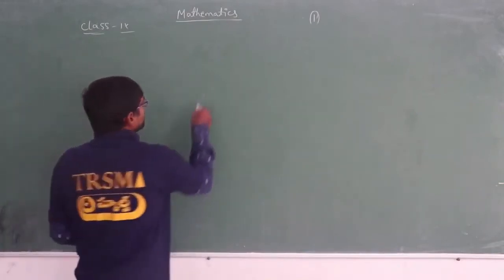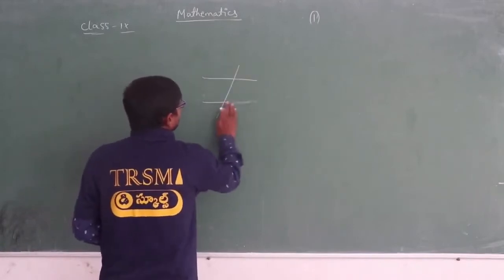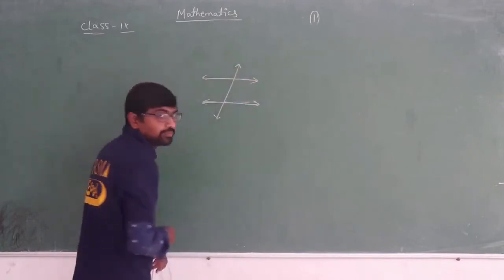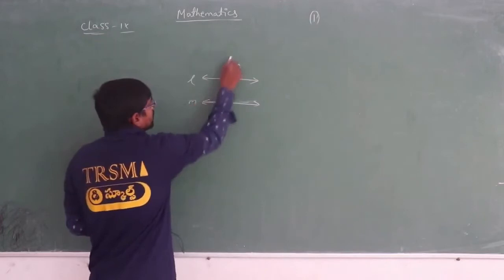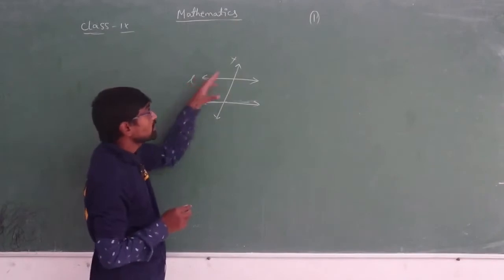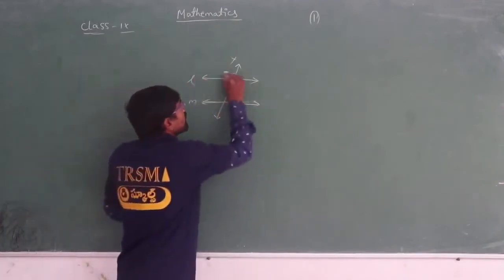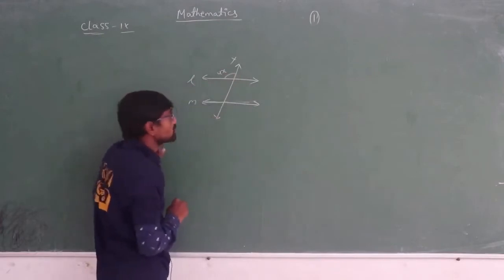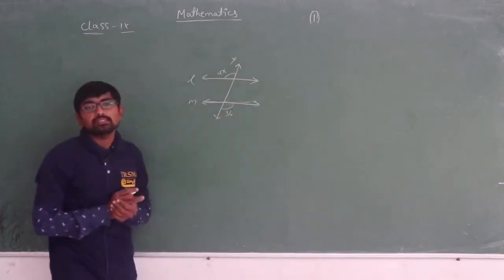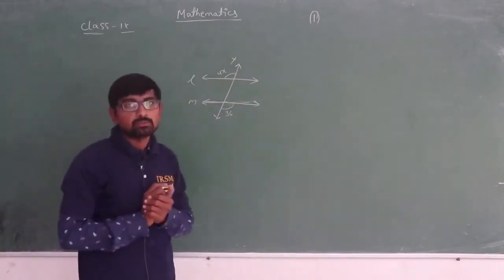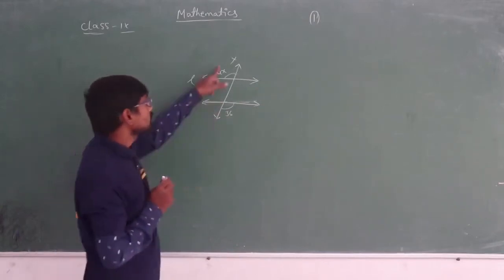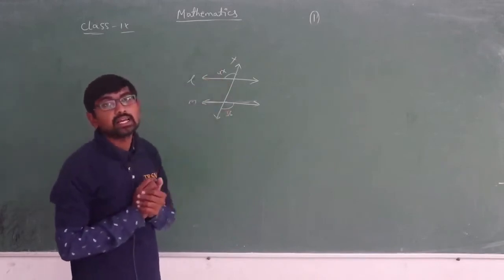Now, if I take here L, M, X, you can say X is a transversal of L and M, isn't it? L, M are parallel, X is a transversal to both. If I take here 4x, and here 36, can you tell me the value of x? Yes, absolutely. How? By using alternate exterior angles. Here these angles are called alternate exterior angles. Am I right?